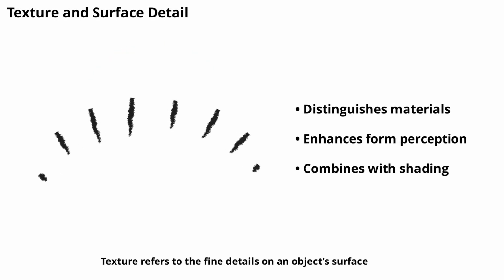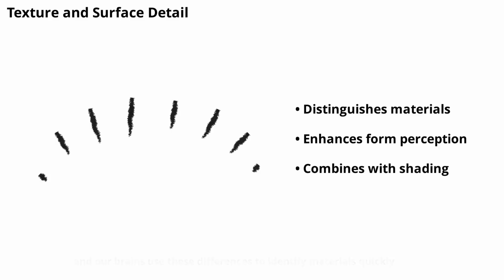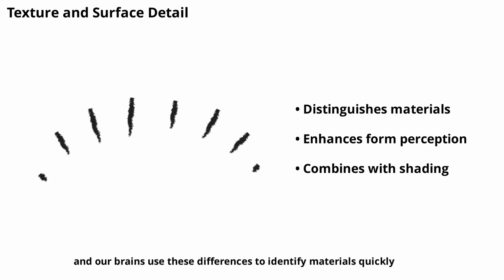Texture refers to the fine details on an object's surface. These details can be visual, like the roughness of bark, or the smoothness of glass. Texture cues help us distinguish between different materials and surfaces. When combined with shading and edges, texture enhances our perception of an object's form. For example, the texture of a brick wall is different from that of a metal sheet, and our brains use these differences to identify materials quickly.